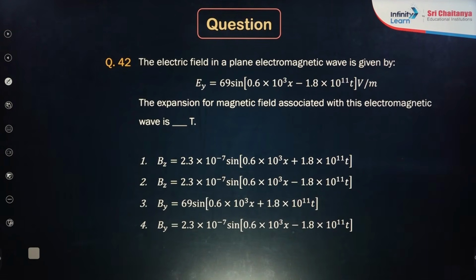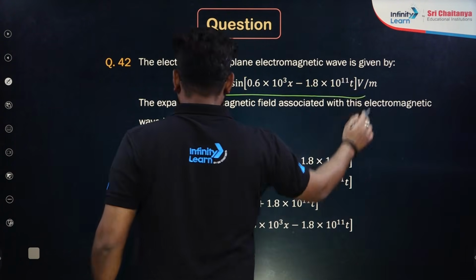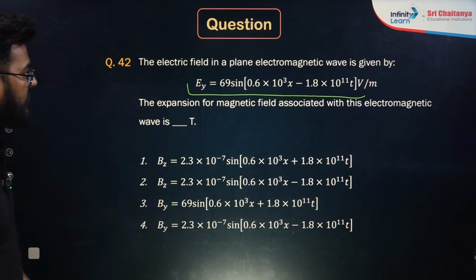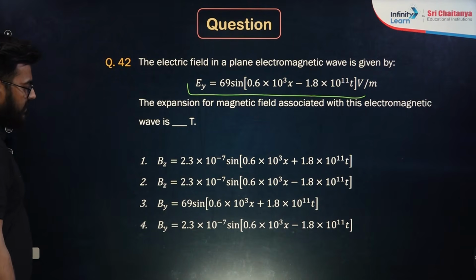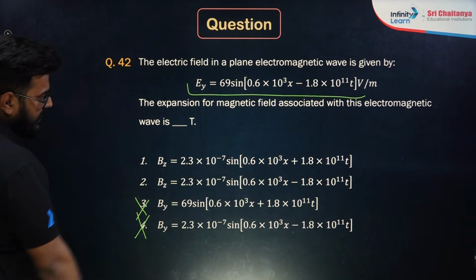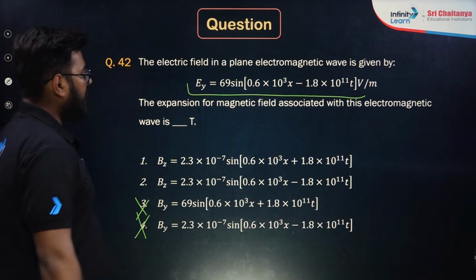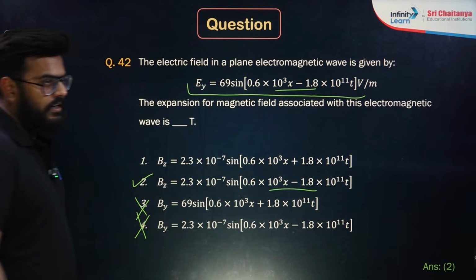Electric field in a plane electromagnetic wave is given by this. Okay, this is the electric field, and the expression for the magnetic field associated with this EM wave is. So obviously the electric field should be perpendicular to the magnetic field. That means it cannot be along Y. It should be along Z. And further, it happens to be in the same phase. So option number 2 is the right answer.